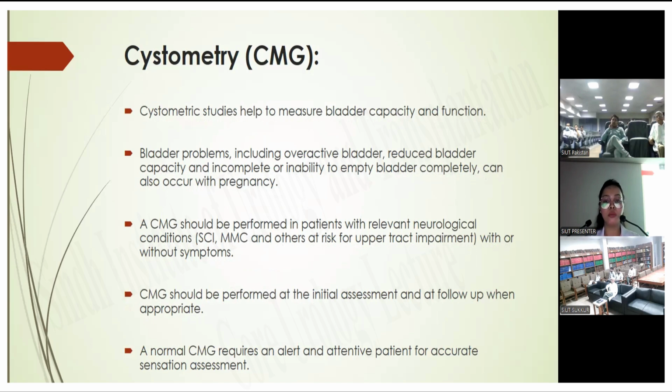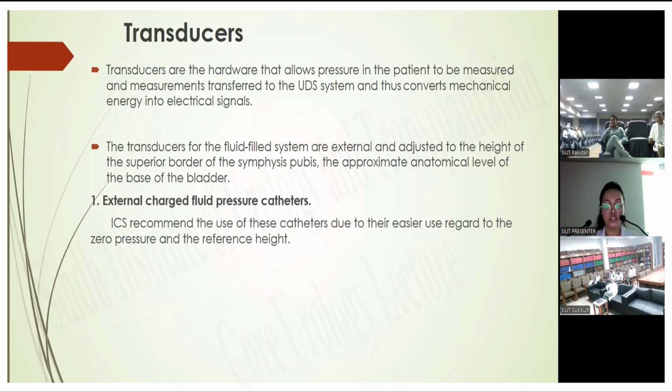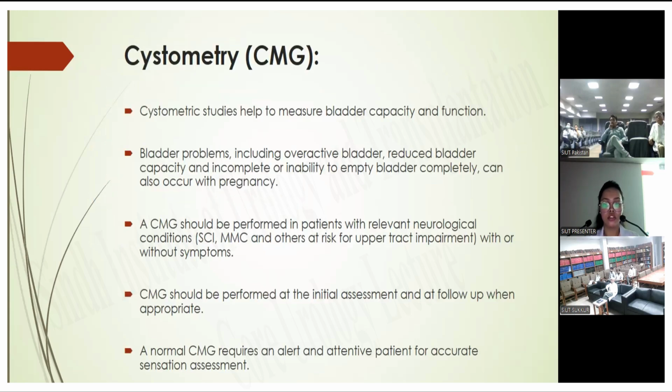A CMG should be performed in a patient with a relevant neurological condition like spinal cord injury, MMC, and others at risk of upper tract impairment, with or without symptoms. The last point is very important. During cystometry, the patient should be attentive and well versed. He should understand your question and tell you what is happening with him. So whenever you order a urodynamic test, you must assess if the patient is able to understand your commands, or able to tell the findings while performing the UDS. For example, if it is a CP child, or a child with Down syndrome, it would be a futile investigation. The mental awareness of the patient is very important in this phase or in any UDS.